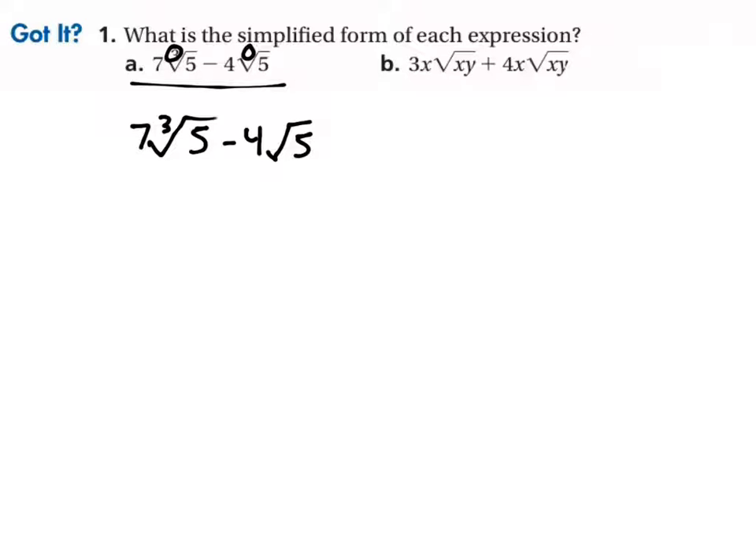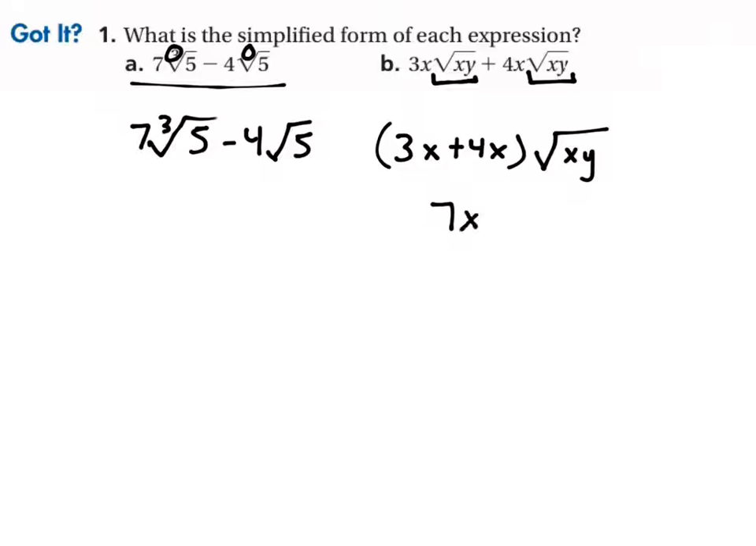For B, we have the same square root. We're taking the square root of xy in both quantities. So we can bring together the 3x plus the 4x, and then we're going to leave the value under the radical alone. And so here we've got 7x square root of xy.